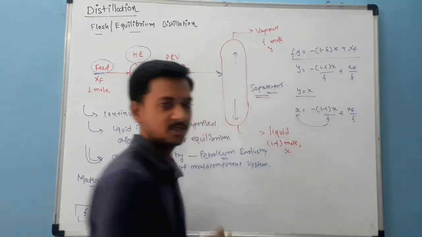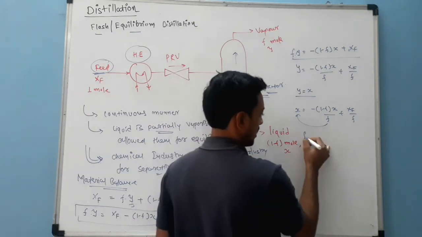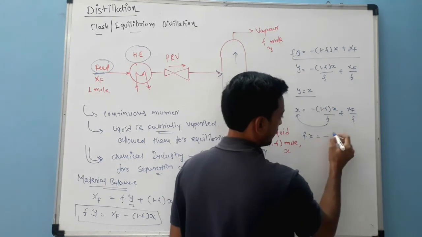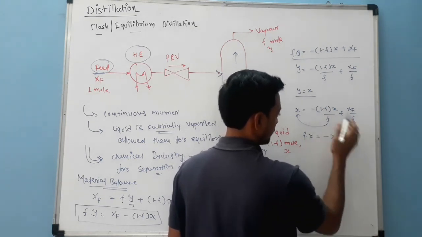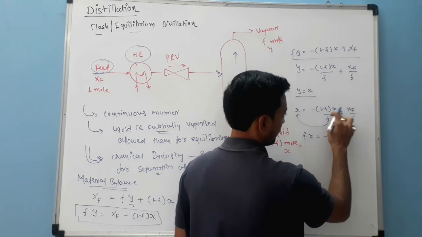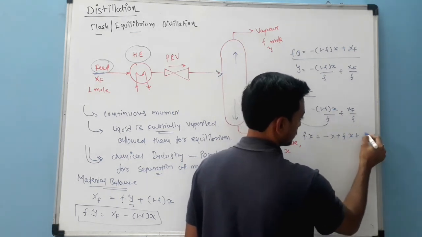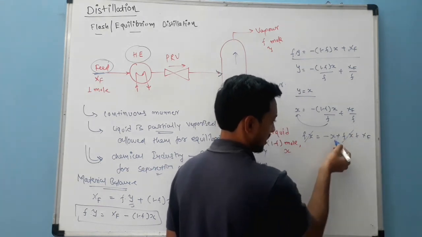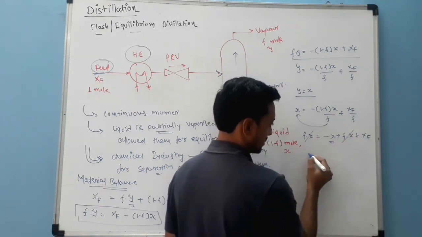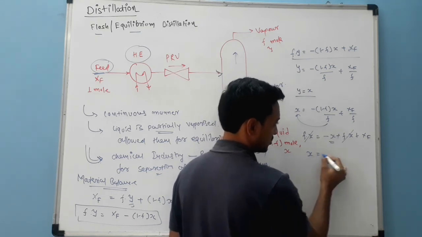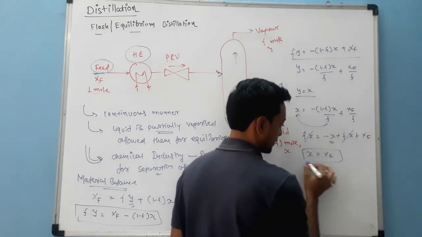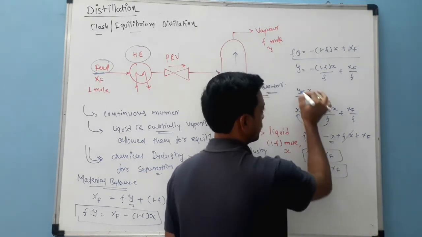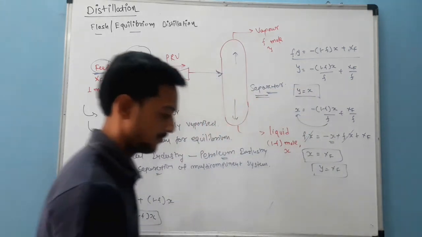This F is multiplied with X. So F into X is equal to, I will open this bracket, minus X into 1 minus F, minus minus plus F into X plus XF. F into X cancels, minus X moves to the left hand side, so it becomes positive. X is equal to XF. If X is equal to XF, then Y is also equal to XF, because X is equal to Y.